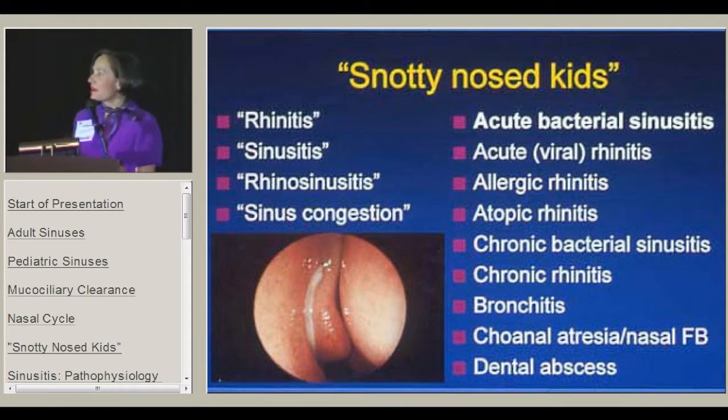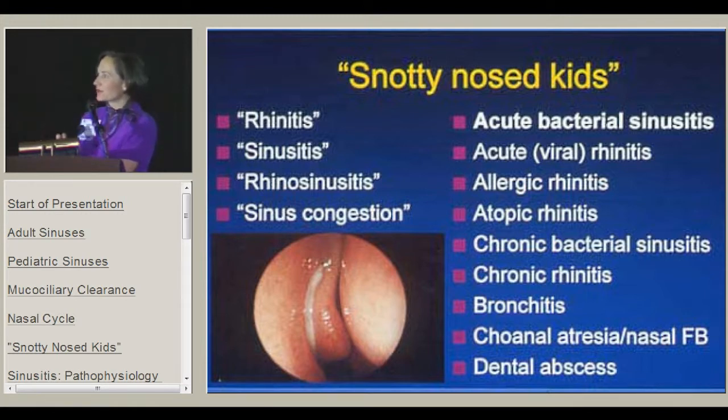So, snotty-nosed kids. Basically, the list on the left is sort of the typical diagnoses that I see in patients when they come to my office. And it's my job generally to decide what it is from the long list on the left side. And acute bacterial sinusitis is the main focus of today's talk. We're going to try to hit on the essentials of that.